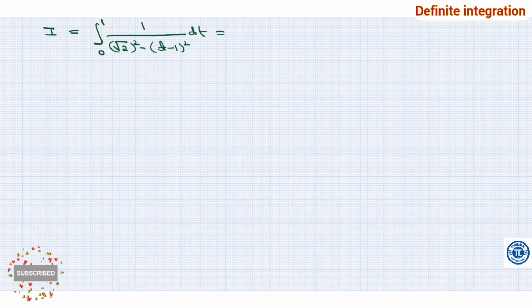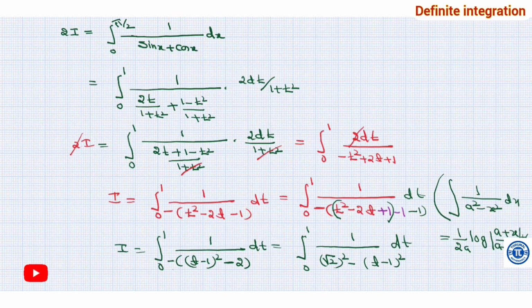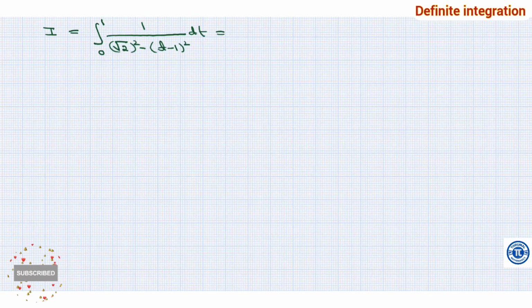Now is equal to here pi by 2 value. Okay, here also write pi by 2, pi by 2, pi by 2 and pi by 2. Okay, now continuation pi by 2.